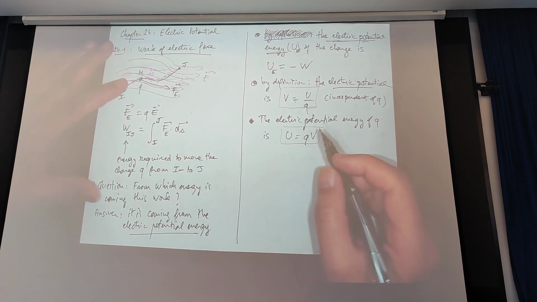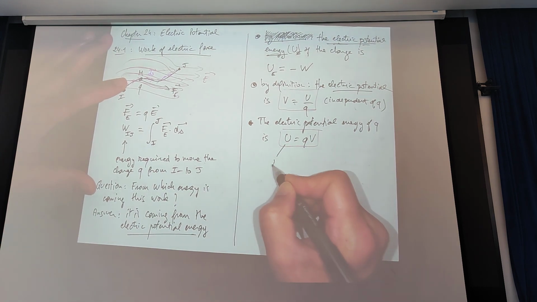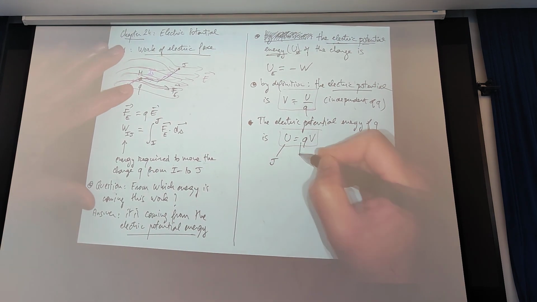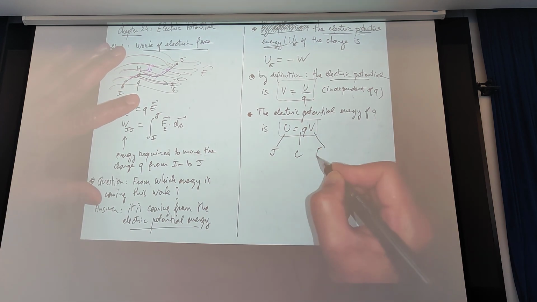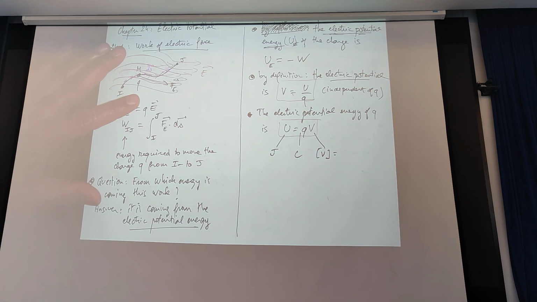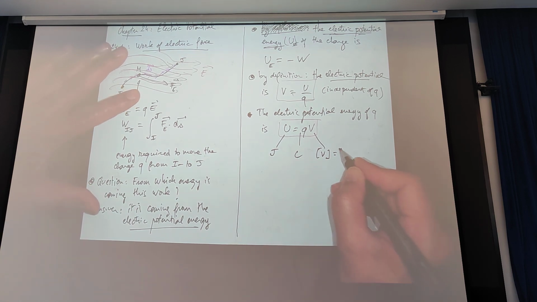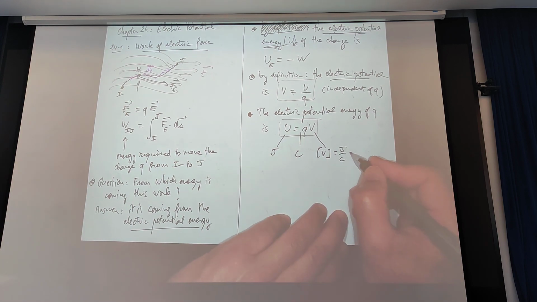Of course, U is in joules and the charge is in coulombs, so the unit of the electric potential is joule per coulomb, and this is by definition the volt.